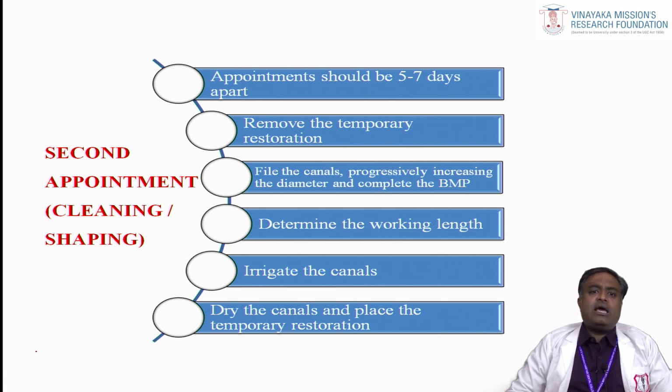For K files, you will see there are different colors. Commonly used is 15. The 15 is white, 20 is yellow, 25 is red, 30 is blue, and 35 is black. While doing the biomechanical preparation, for a primary tooth we can go up to a 40 file, that is black. In primary teeth, whereas in larger canals, that is, in maxillary it is palatal, and in mandibular it is distal.